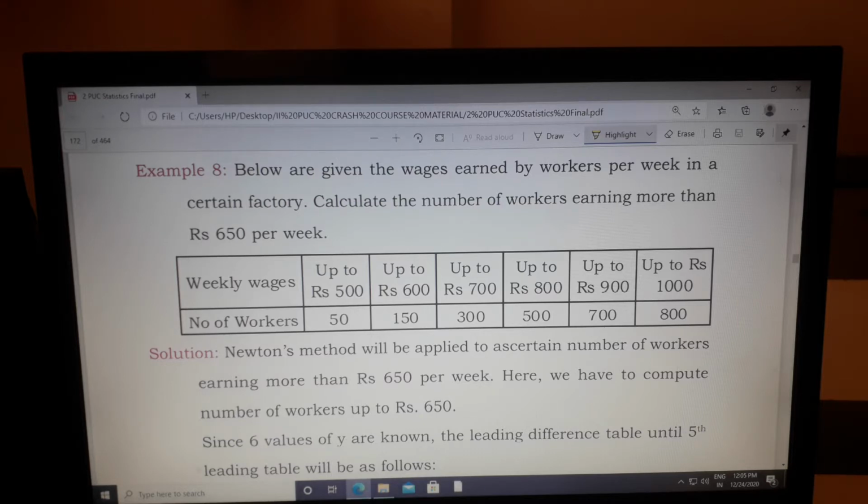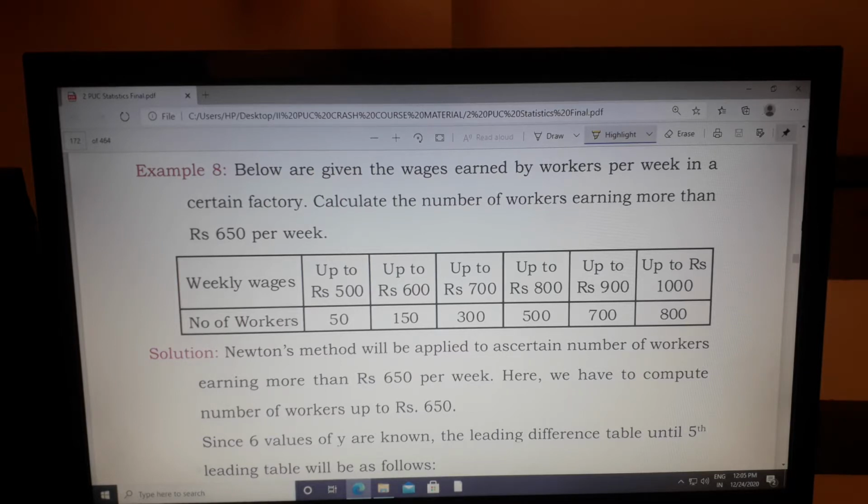Now, Newton's method will be applied to find the number of workers earning more than rupees 650. We have to calculate more than rupees 650, but the question is given about all less than only. First and foremost, what do we need to calculate? First we will calculate up to 650, and later on we can calculate more than 650. Because from the total, if you remove the number up to 650, the remaining are all more than 650 only, no?